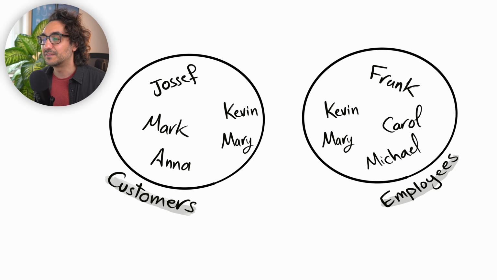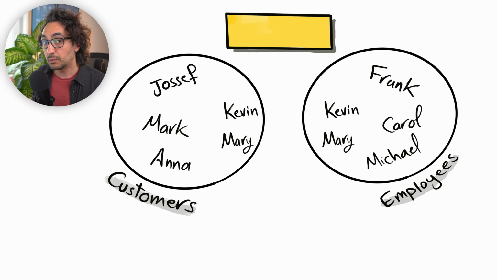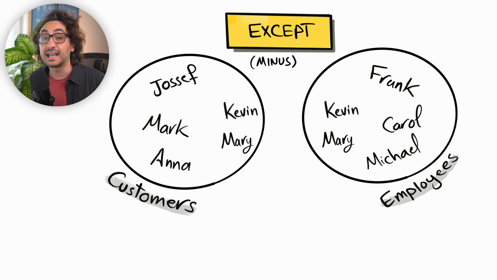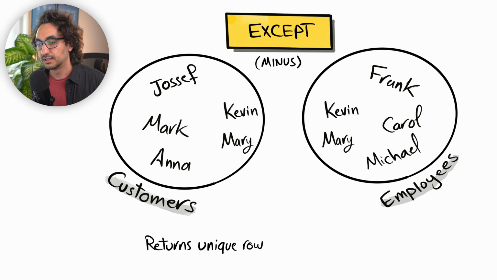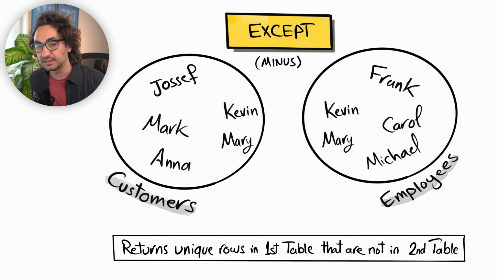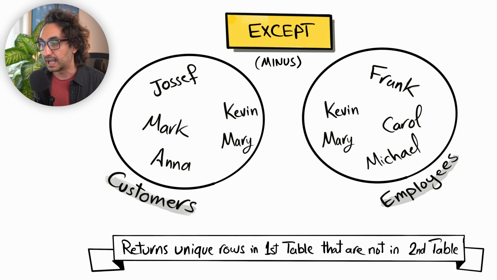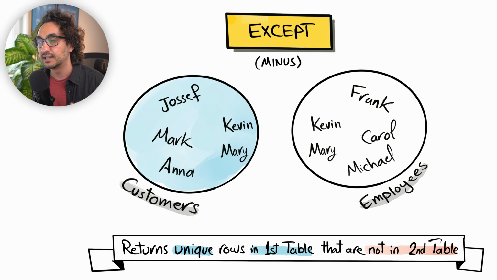Alright, again we have this very simple example. We have 2 sets, 5 customers and 5 employees, and there are the same persons as a customer and as an employee, Kevin and Mary. So now we're going to combine those 2 sets using the except, or sometimes we call it minus. It says it's going to return unique rows in the first table that are not in the second table. So what can happen? What is the first table? Let's say the customers on the left side. So here we have 5 persons: Joseph, Mark, Anna, Kevin and Mary.